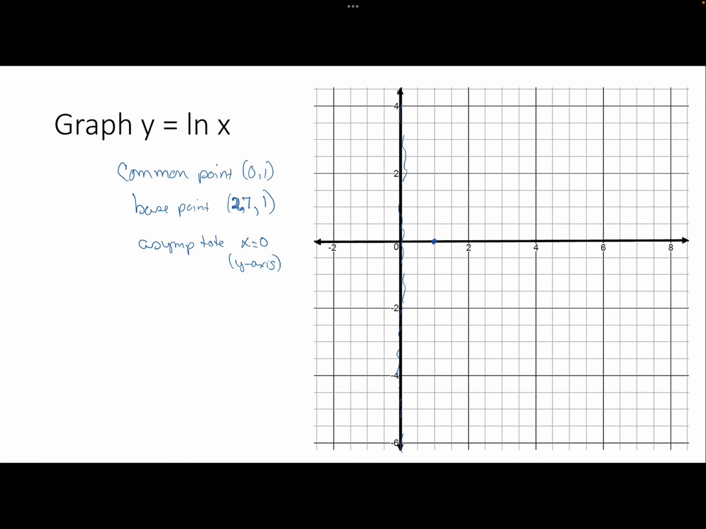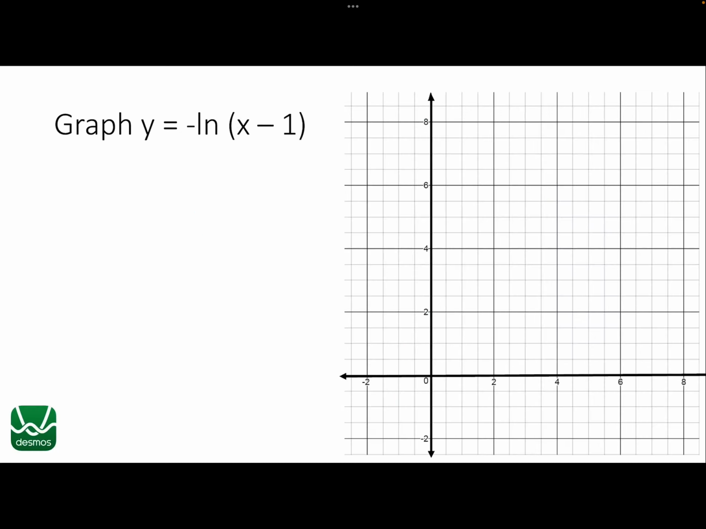I have a common point of 1, 0, and a base point of 2.71, 1. And then I sketch my graph. 2 points and an asymptote.